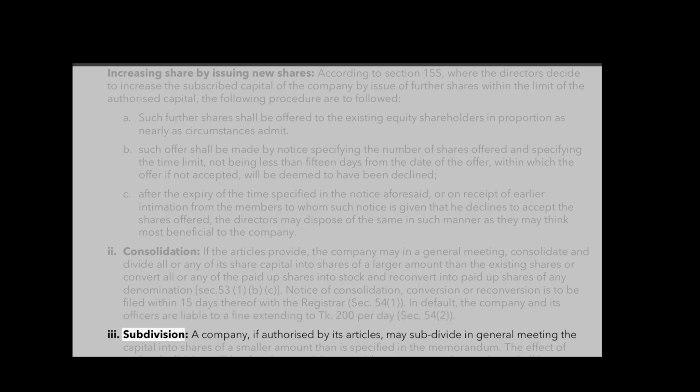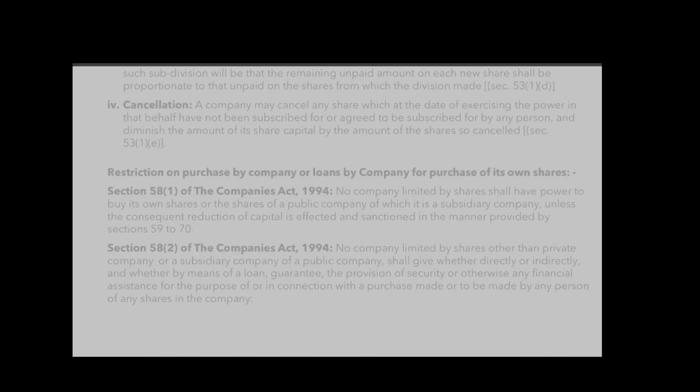3. Subdivision. A company, if authorized by its articles, may subdivide in general meeting the capital into shares of a smaller amount than is specified in the memorandum. The effect of such subdivision will be that the remaining unpaid amount on each new share shall be proportionate to that unpaid on the shares from which the division is made.